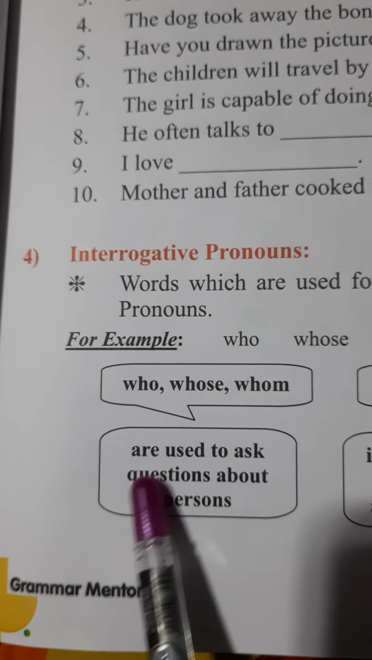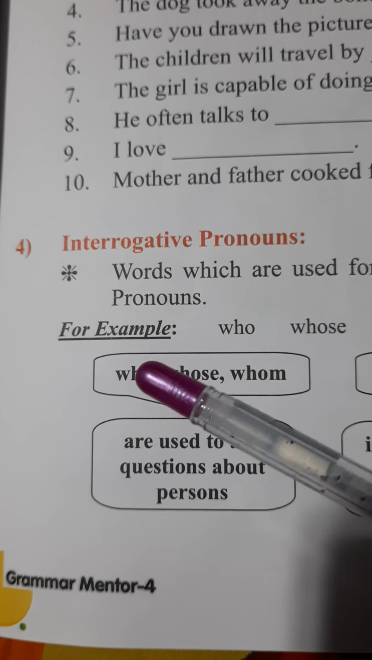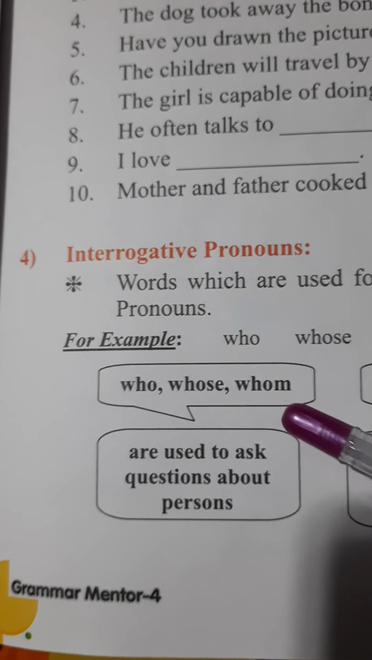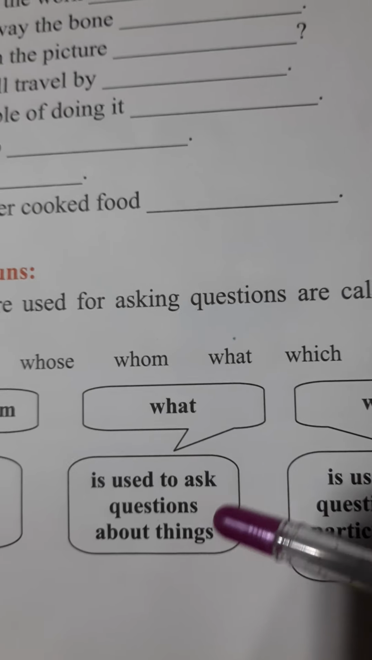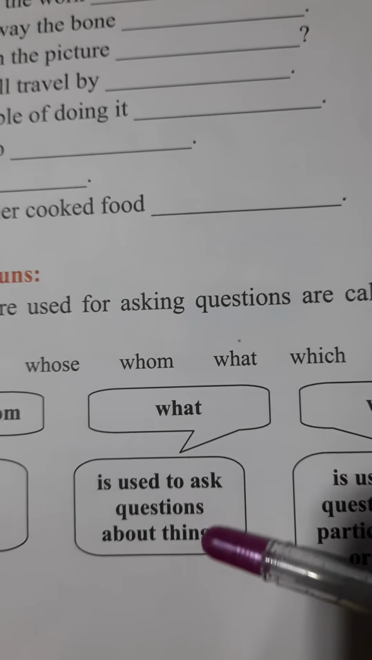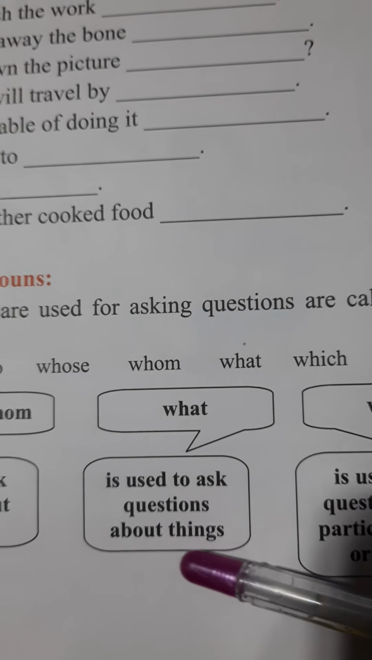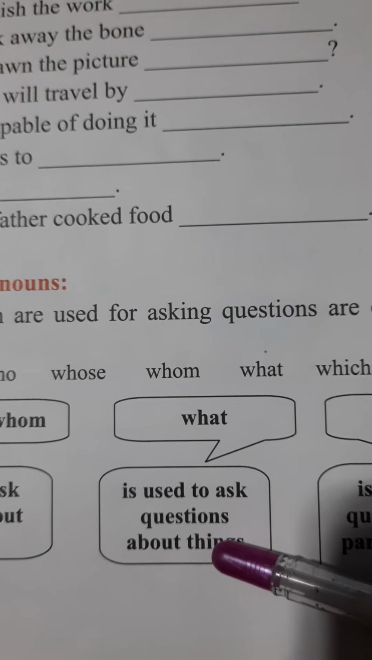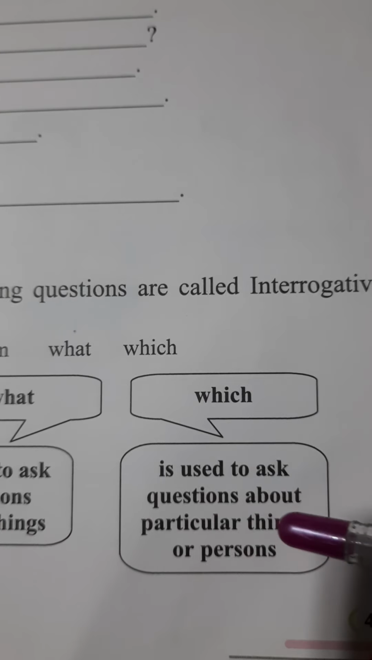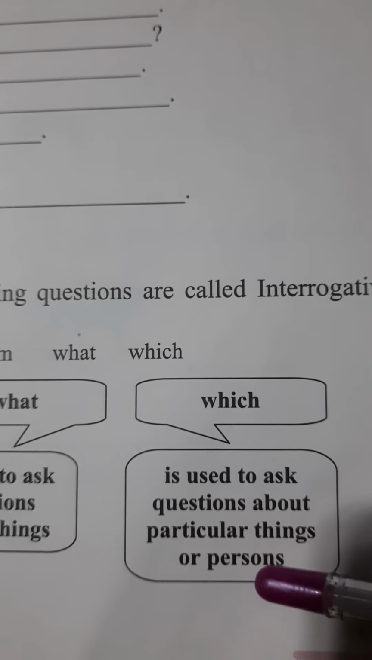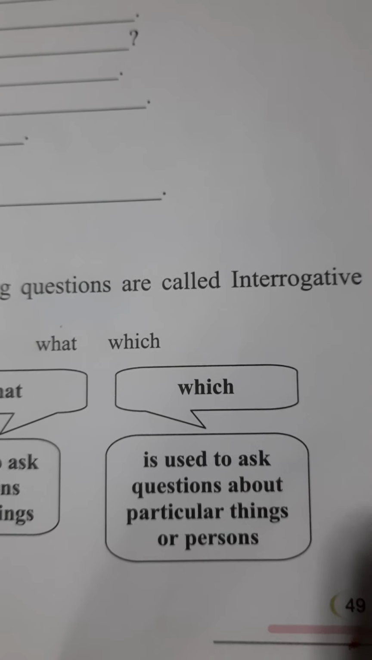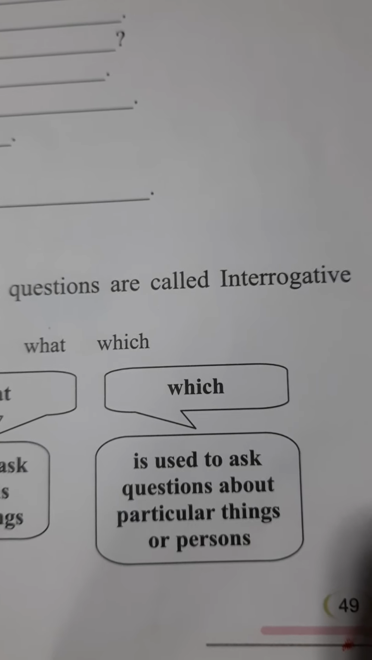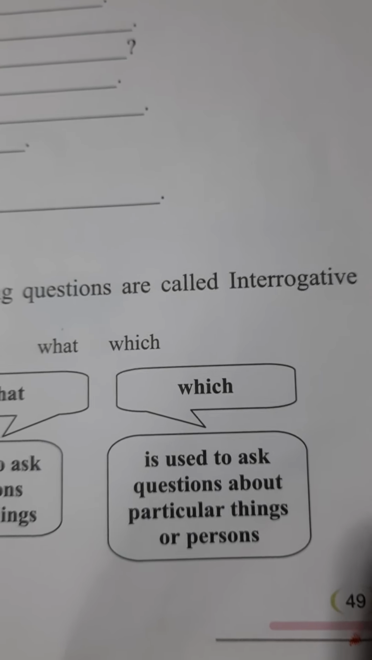पर्सन के बारे में जब भी हम क्वेश्चन पूछते हैं, that will come into who, whose and whom. What जो है is used to ask question about things. नॉन लिविंग थिंग्स के बारे में जब भी हम पूछते हैं या थिंग्स के बारे में जब भी हम पूछते हैं, we use what. Which is used to ask question about particular things and persons. Which जो है पर्टिकुलर थिंग्स और पर्सन्स के जगह यूज होता है. So interrogative pronoun means asking questions.